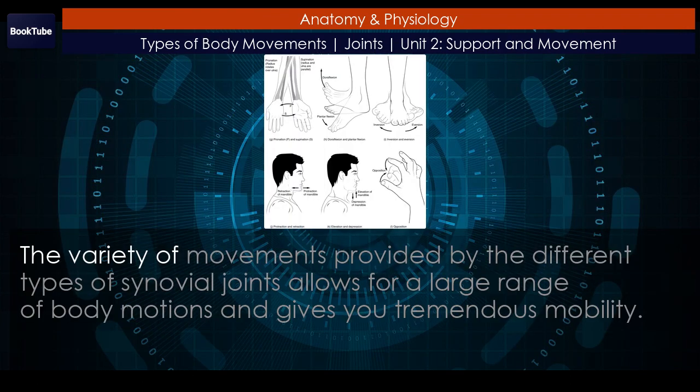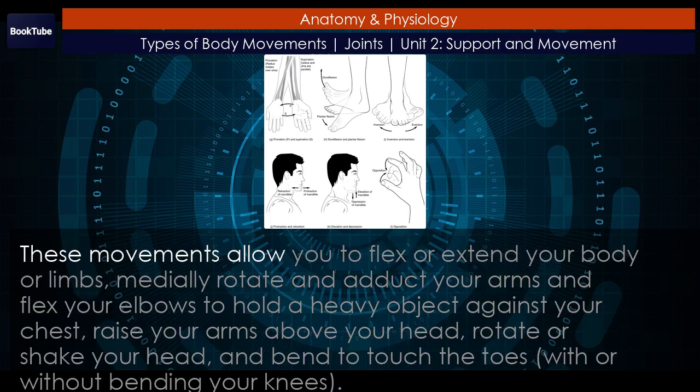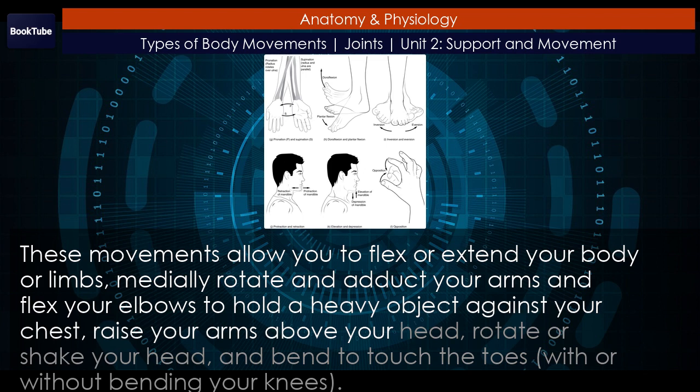Chapter Review. The variety of movements provided by the different types of synovial joints allows for a large range of body motions and gives you tremendous mobility. These movements allow you to flex or extend your body or limbs, medially rotate and adduct your arms and flex your elbows to hold a heavy object against your chest, raise your arms above your head, rotate or shake your head, and bend to touch the toes, with or without bending your knees.